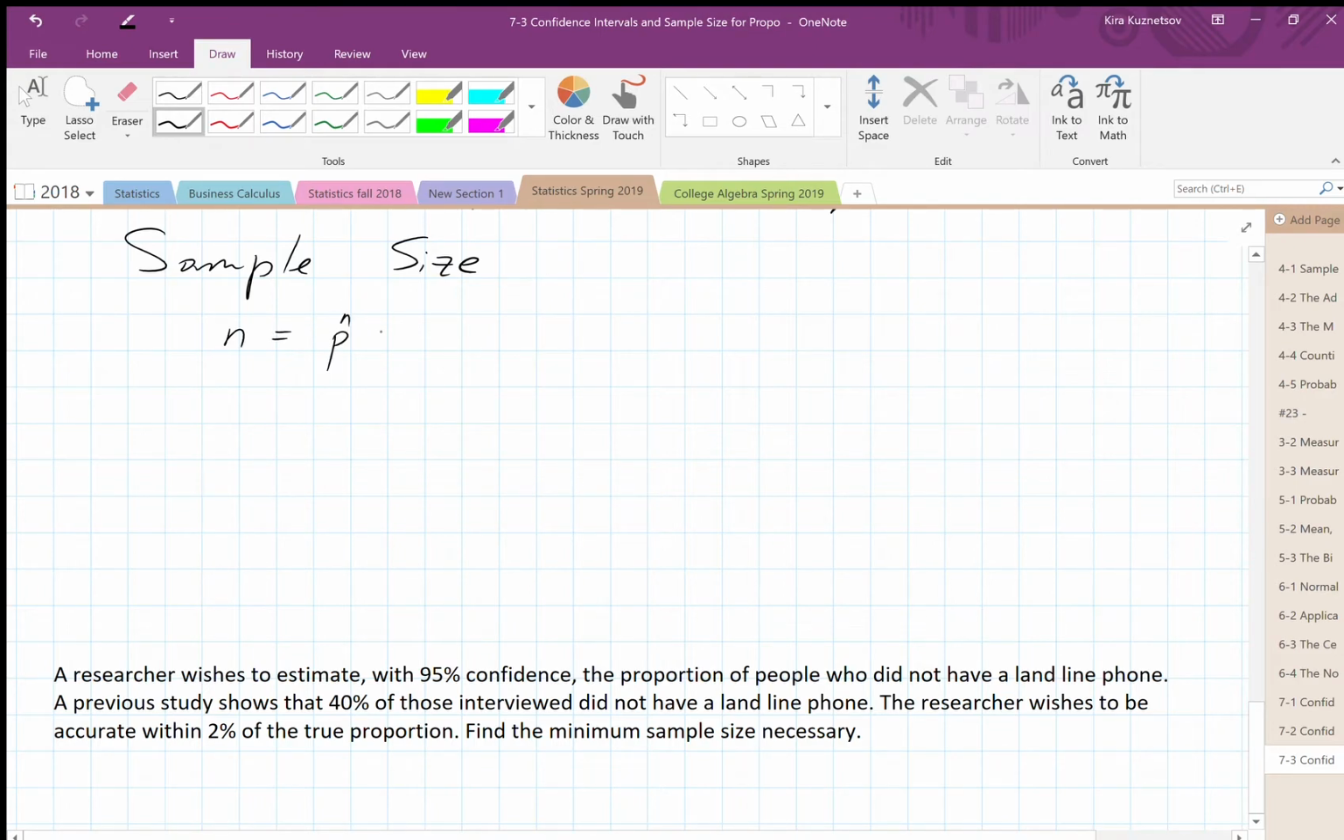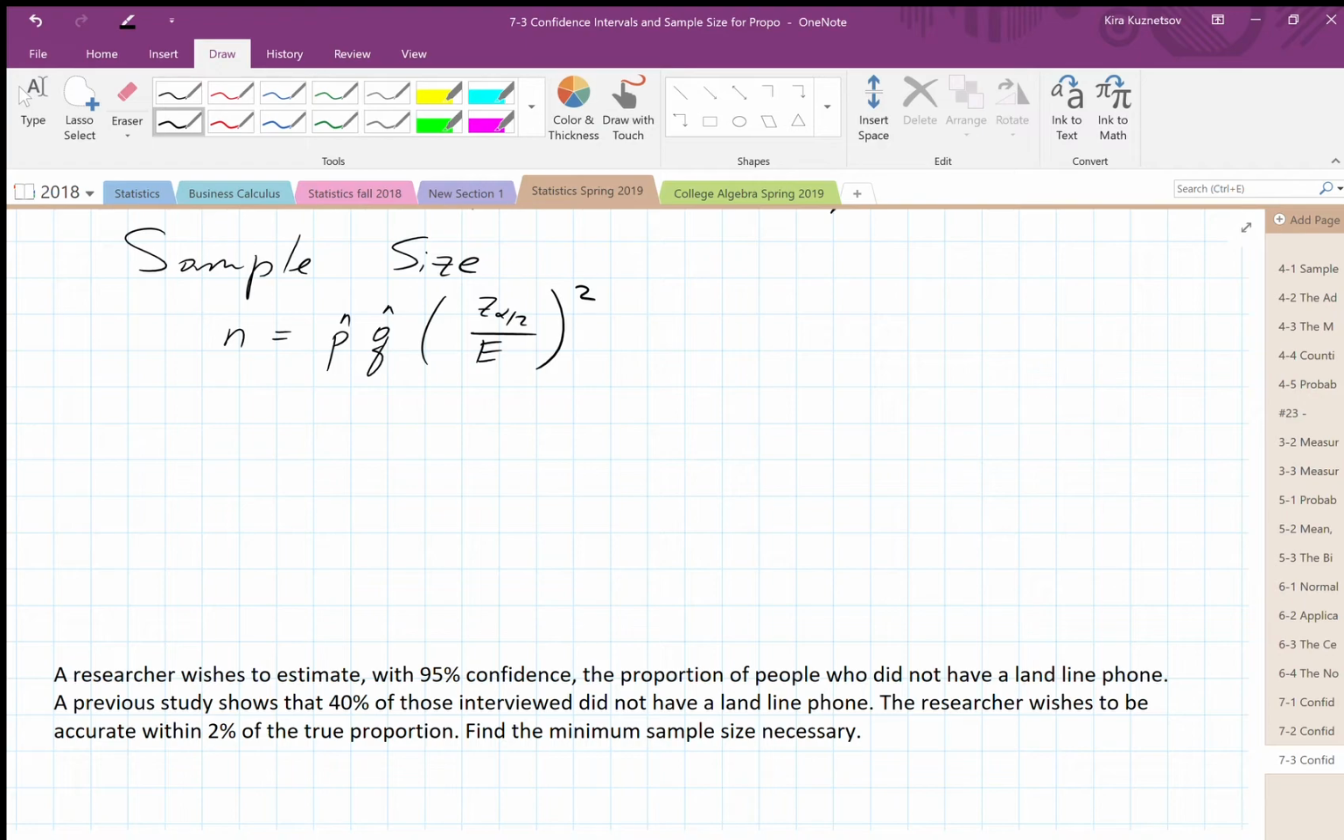So how many people do we need to call with a yes or no question such that my sample is what's called quote unquote large enough? The formula is given by p hat, q hat, z alpha over 2 over e, and that part has to be squared.